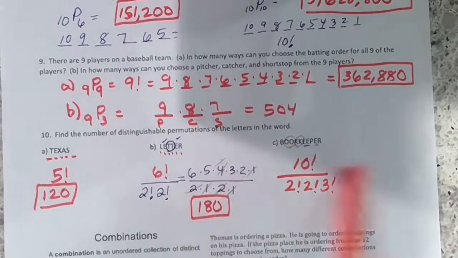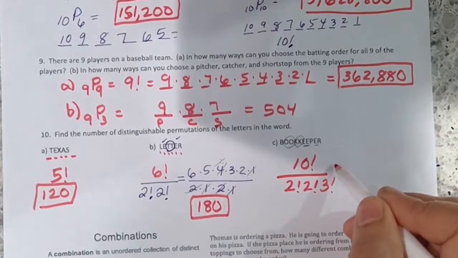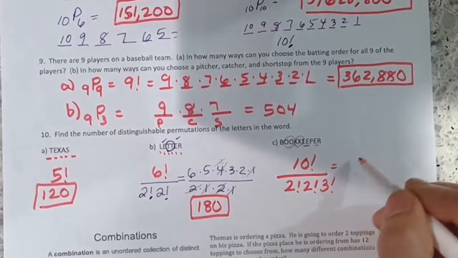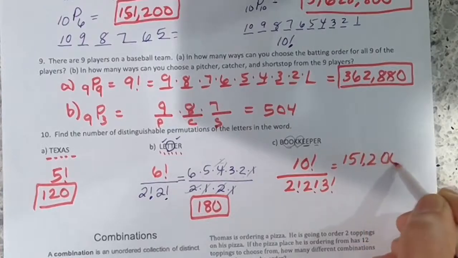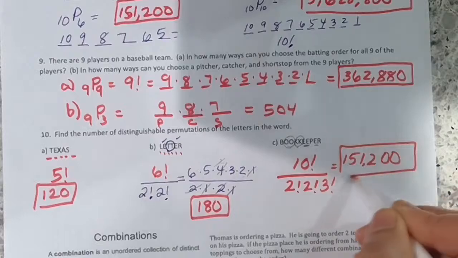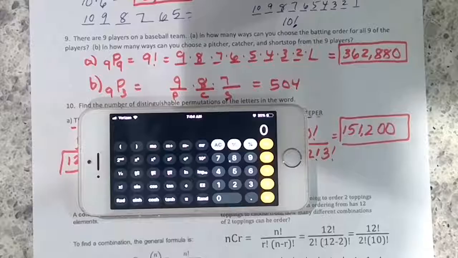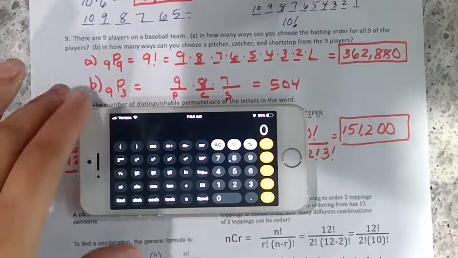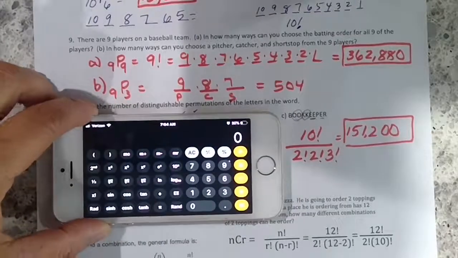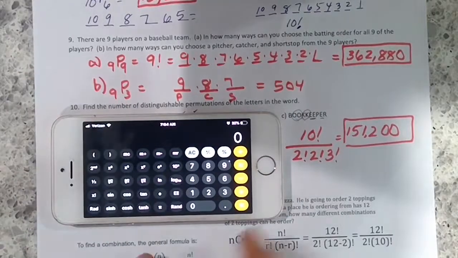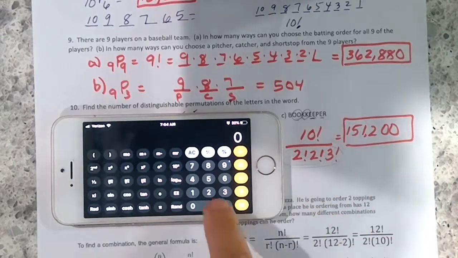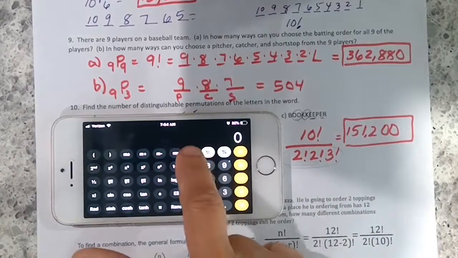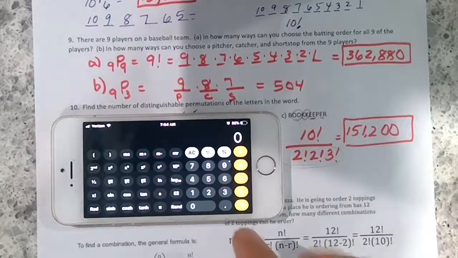All right, expand it, cancel it out, or just plug it all into your calculator. Maybe we should practice plugging it into your calculator. If you did this one on your calculator or on your cell phone, I would probably do all of the denominator first. And so it's better just to do it all in pieces and write it down on your paper.